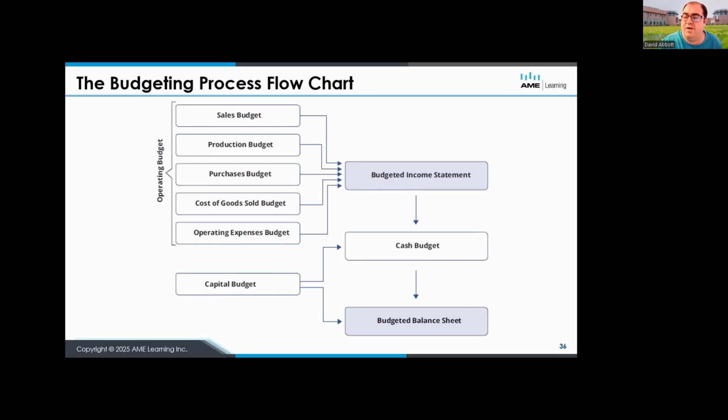And then we also have another budget called a capital budget. And that also affects our cash budget and our balance sheet. The capital budget is for other things that we want to spend on that are outside of operating, that are more what they would consider to be CapEx expenses. So larger expenses, things that we're looking to do for the business.